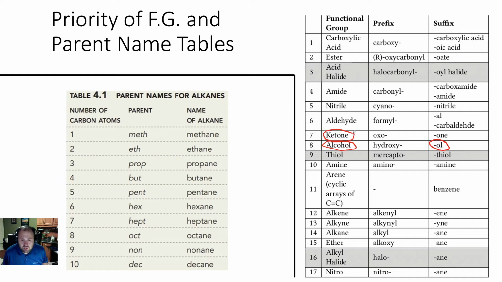Although I do expect you to know how to treat halides, which are not really traditional functional groups with respect to naming molecules. They are always substituents, halogens. They're always treated as substituents, and I'll show you that too.